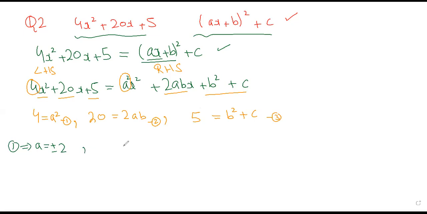Okay, now let's use the value of a. Using a equals positive 2, let's find the value of b. I'll just simplify the equation first. This would become 10 equals ab, and now when I use positive 2 here, it would become 10 by 2 equals 5, that is b. Okay, and then using 2 and 5, I would get 5 equals 5 squared plus c. So c is going to be 5 minus 25, and we would get minus 20.